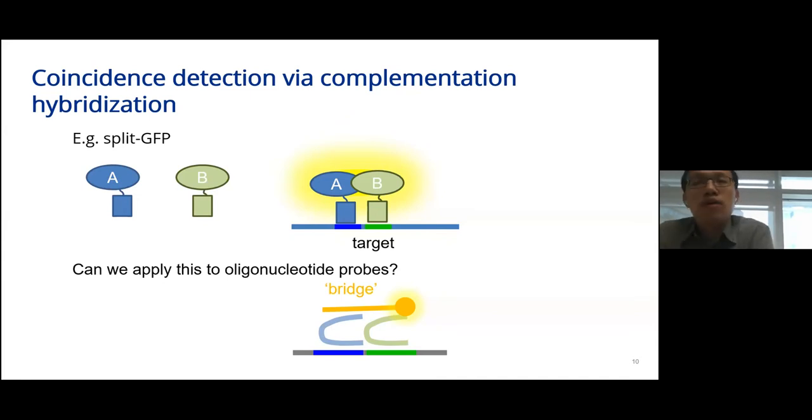where now, instead of one probe, we have two probes, and we need both probes to be on target before the fluorescently labeled bridge probe can bind and give out fluorescence. And this is actually very nice because now, with a two-step hybridization, we decoupled the affinity and the specificity.